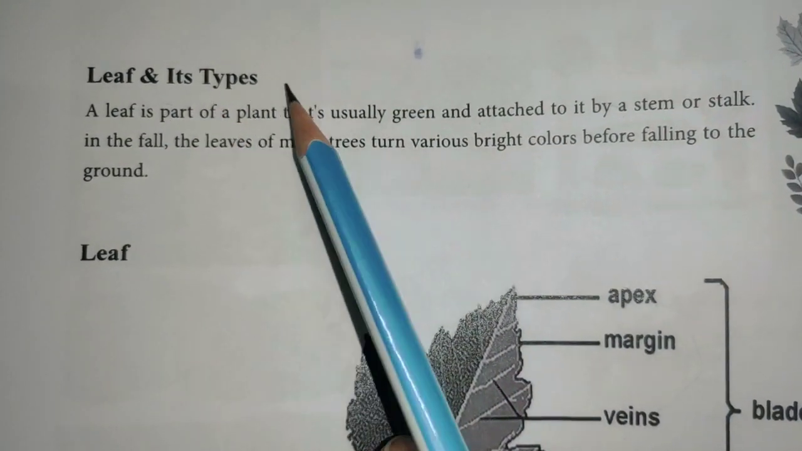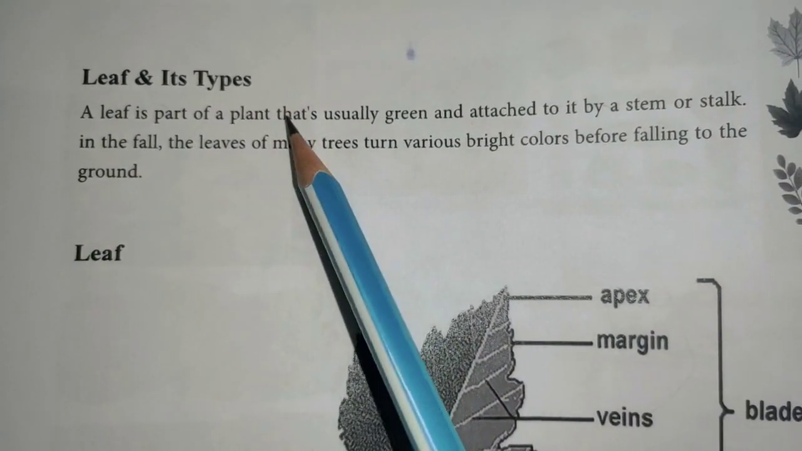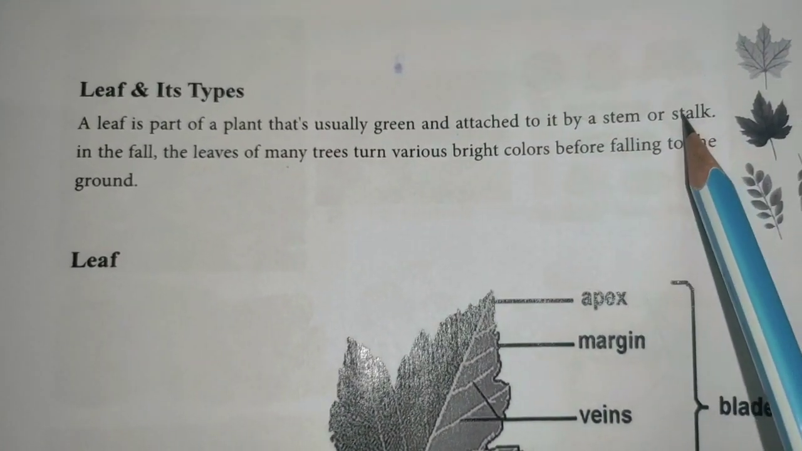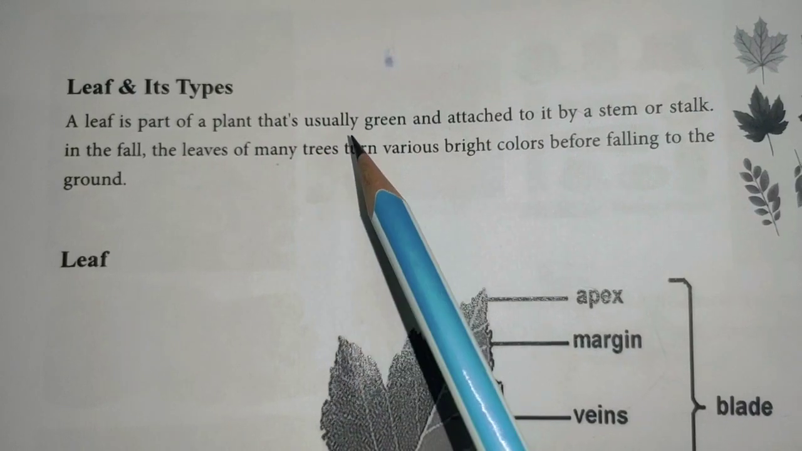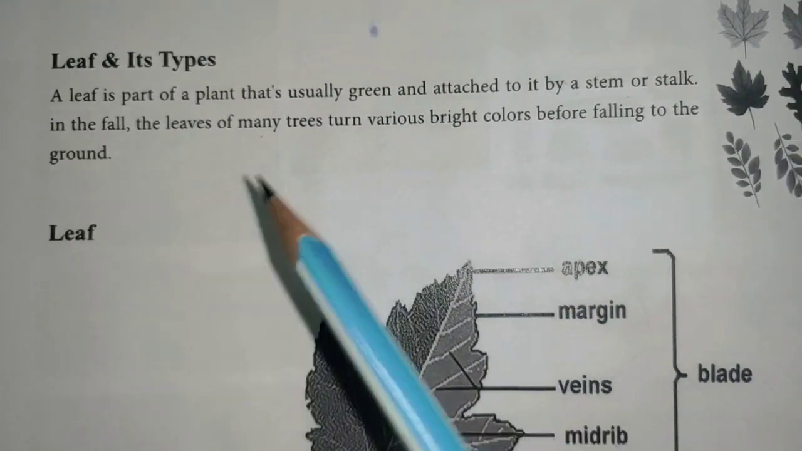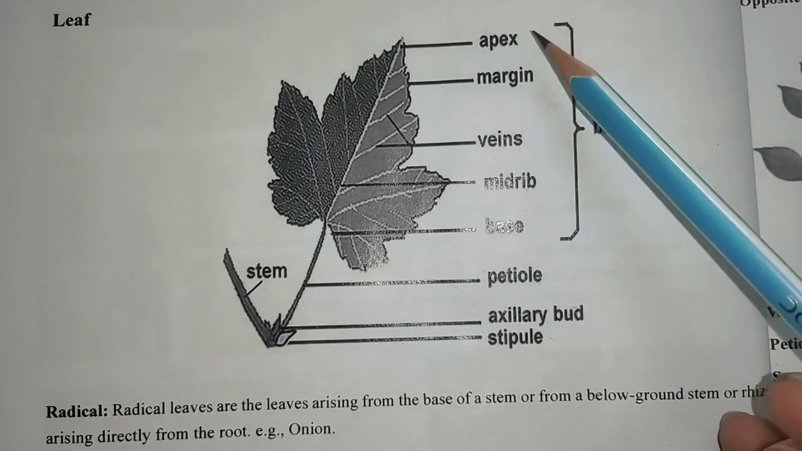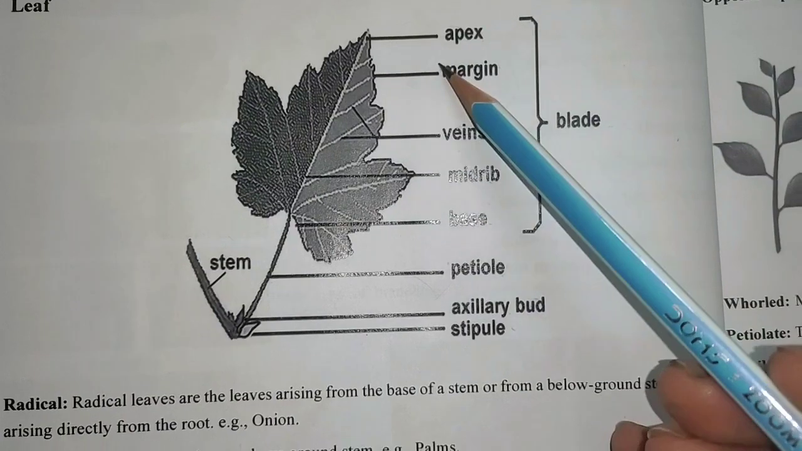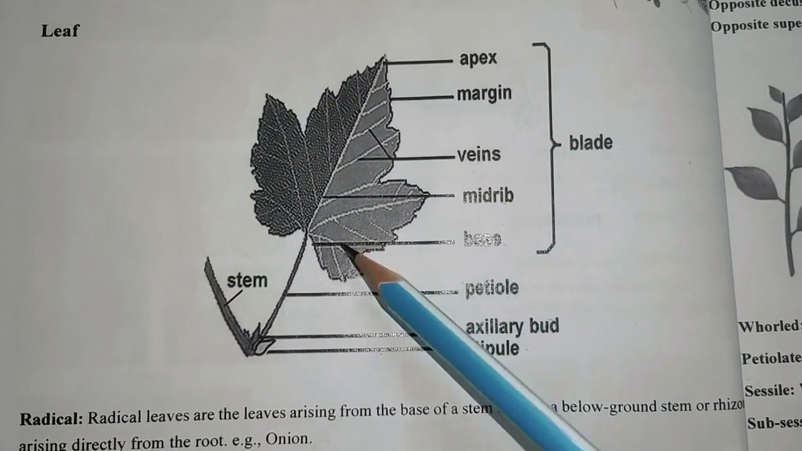Leaf and its types. A leaf is a part of a plant that's usually green and attached to it by a stem or stalk. In the fall, the leaves of many trees turn various bright colors before falling to the ground. This is the structure of a leaf: apex, margin, vein, midrib, base. This is apex, this is margin, vein, midrib, and the base.